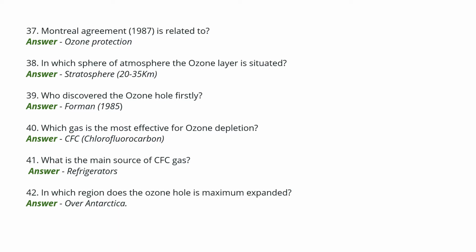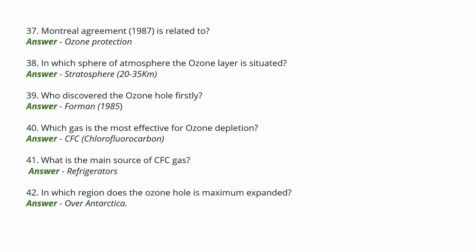Next question, which gas is the most effective for ozone depletion? The chlorofluorocarbon, CFC, is the most effective for ozone depletion. Now, what is ozone layer depletion? It refers to the thinning of the protective ozone layer in the atmosphere. This happens when certain chemicals come in contact with the ozone and destroy it. These compounds that are causing the ozone layer depletion are called ozone depleting substances or ODS.